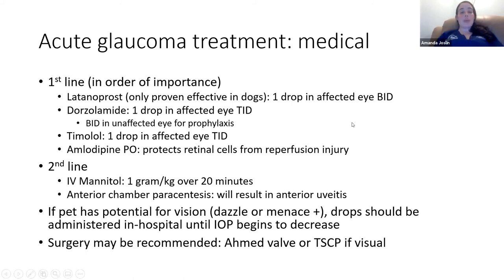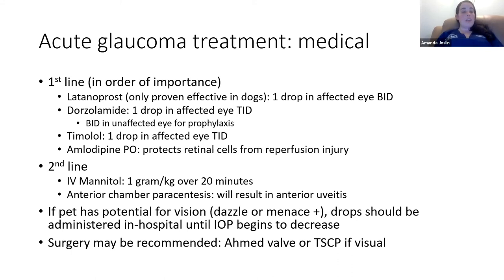If you do a round of drops and pressure does not come down at all, you can potentially consider doing IV mannitol. I only do anterior chamber paracentesis or aqueocentesis when I have exhausted my other measures, because you will cause uveitis and now you're dealing with glaucoma and uveitis.